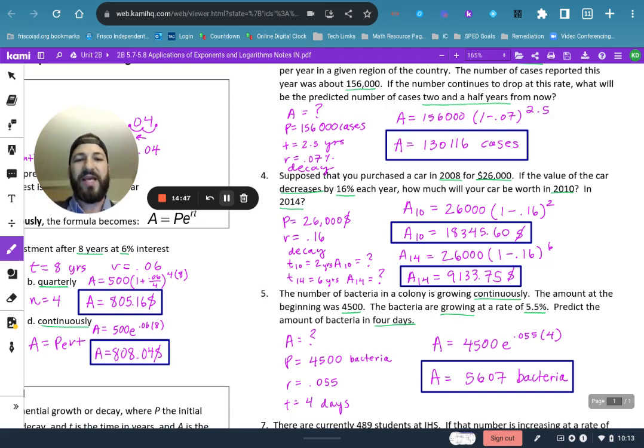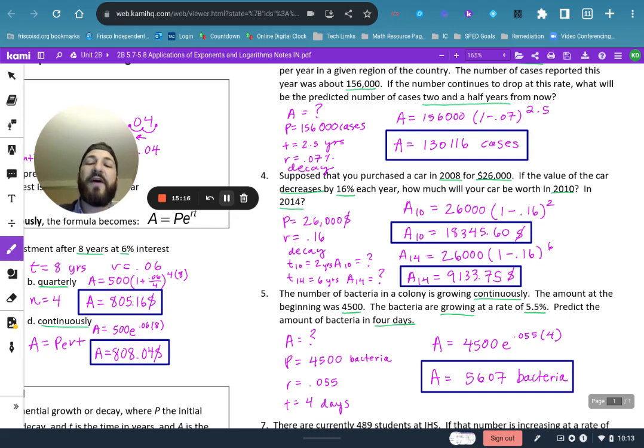And then this one's a little different. They didn't tell us a T value. They told us the years, so we have to evaluate that. 2008 to 2010, that would be 2 years. 2008 to 2014, that would be 6 years. Plugging that into the equation once with a time of 2, once with a time of 6, gives us $18,345.60 and $9,133.75. So different values as we keep going. Of course, it would keep decreasing if we kept going into the future.